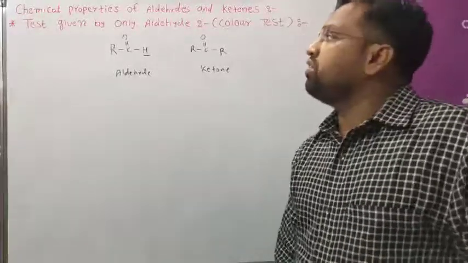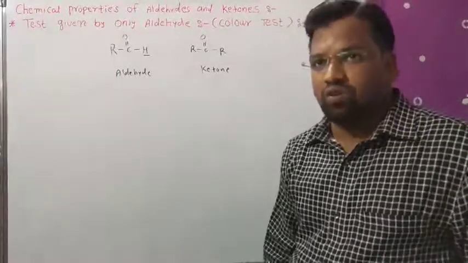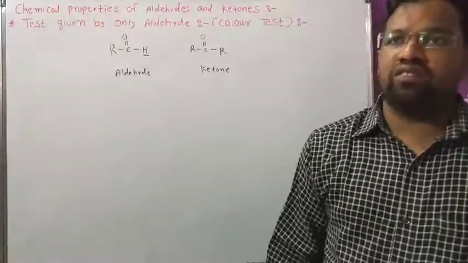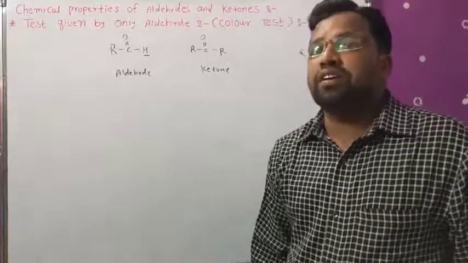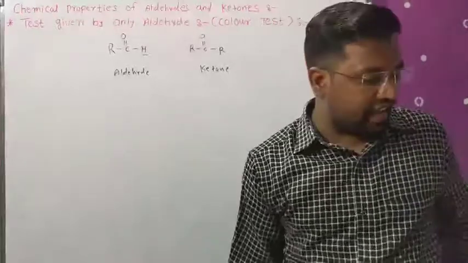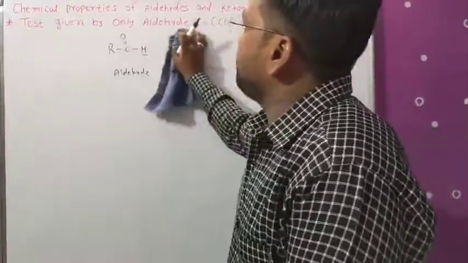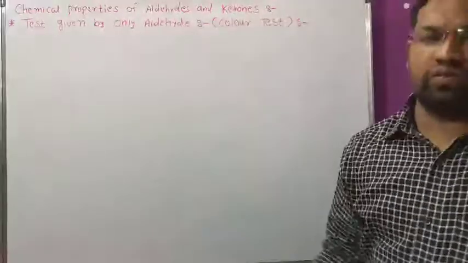So in today's topic we can see that aldehyde and ketone are differentiated by some chemical tests or chemical reactions, which are also called laboratory tests for the identification of aldehyde and ketone. So in the first lecture we see the tests given by only aldehydes or ketones.